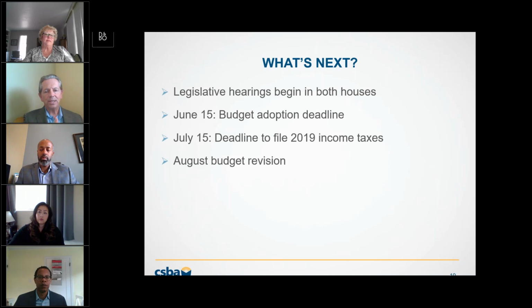But there's still this June 15th constitutional deadline to adopt a budget. There will be a budget adopted by June 15th. I'm just absolutely confident that's going to happen. Is it complete? That's what we're not completely sure of, but it's going to be a balanced budget.